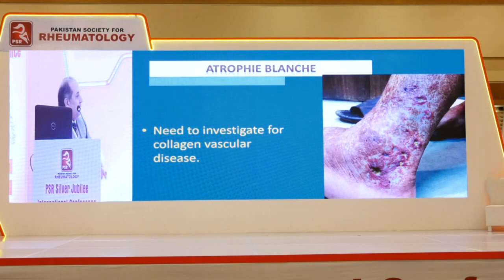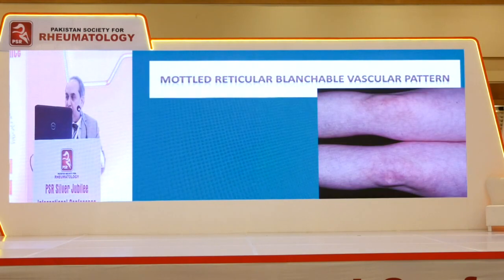and there is a need to investigate for vascular diseases, besides venous insufficiency, besides cryoglobulinemia. In this type of presentation, the patient would complain of severe pain, and on palpation you would feel tenderness, punched out ulcers, ivory-white scars, and discoloration of the legs and the mottled reticular vascular pattern.